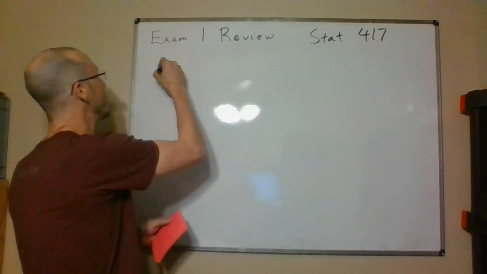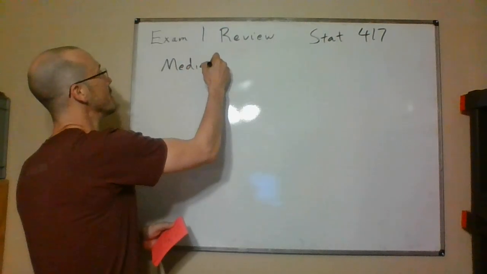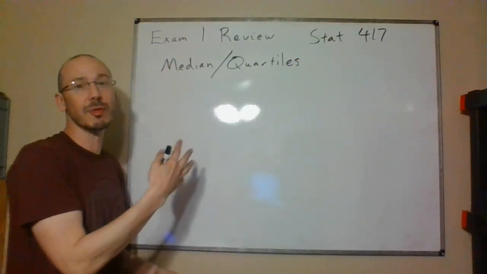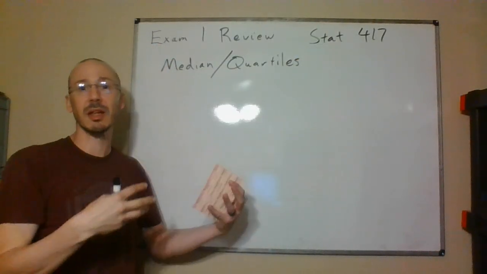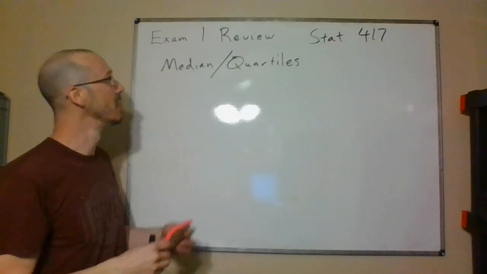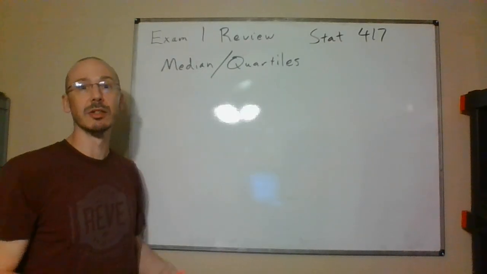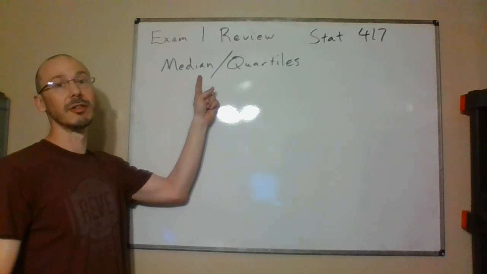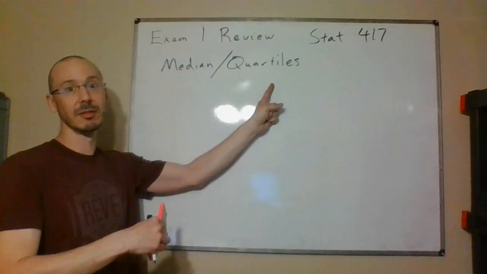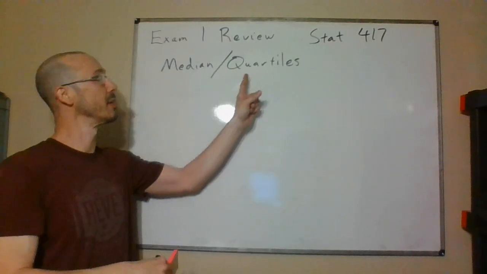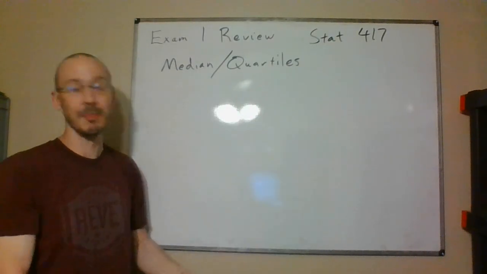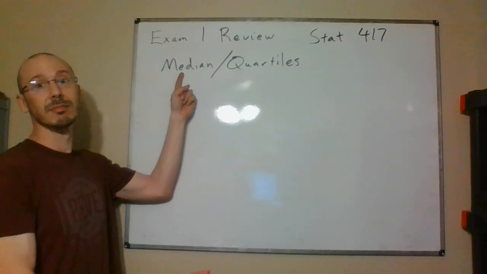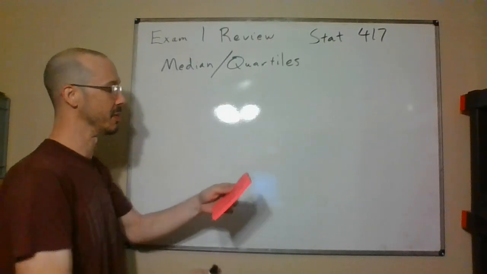So I mentioned the median and quartiles. What I mean by that is we're finding the median and quartiles for really small data sets, like 10 values or something, so you can do it by hand. Just remember that the first thing is the median, and then the lower half of the data has a median, which is the first quartile, and the upper half of the data has a median, which is the third quartile. There is no fourth quartile, and the second quartile is the median. So that's part of it.